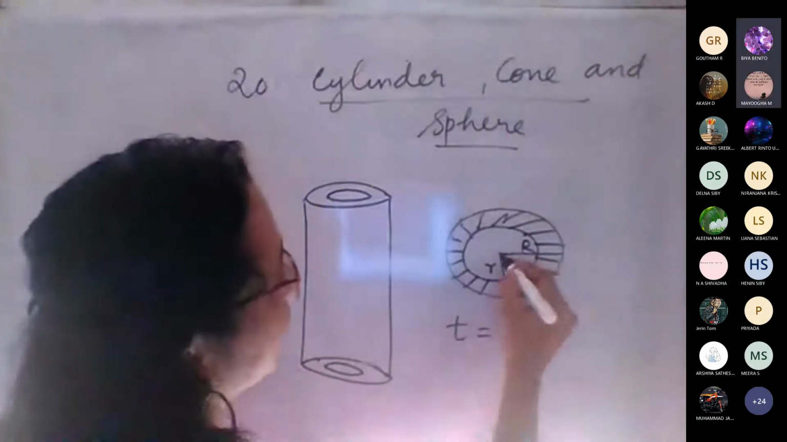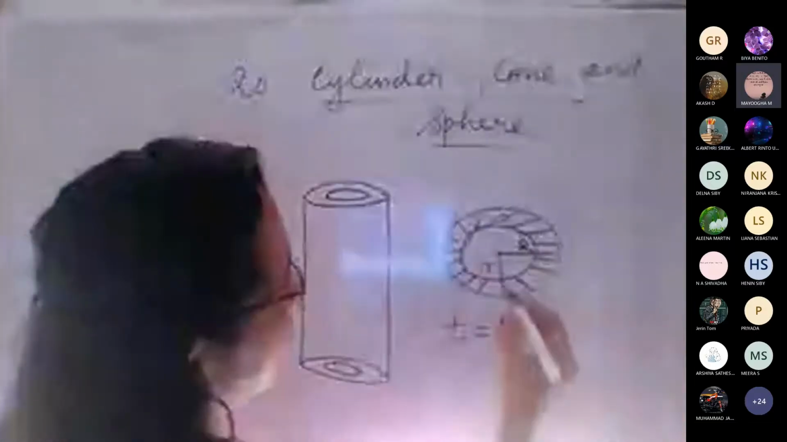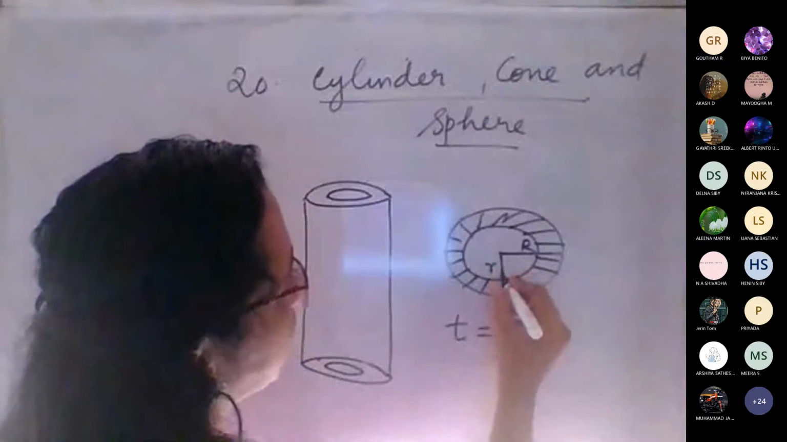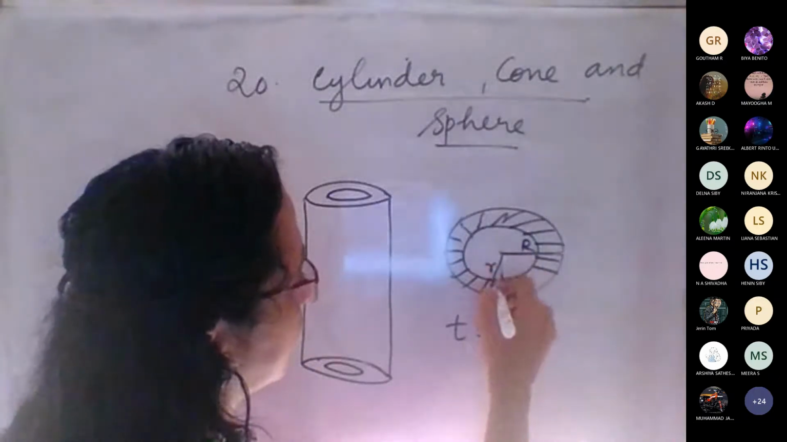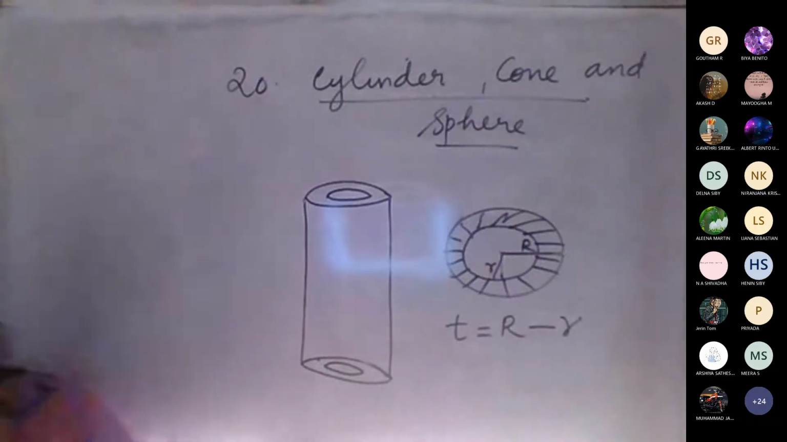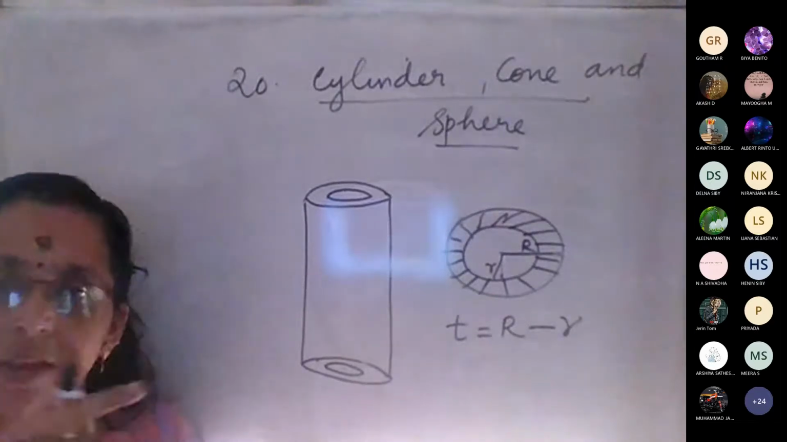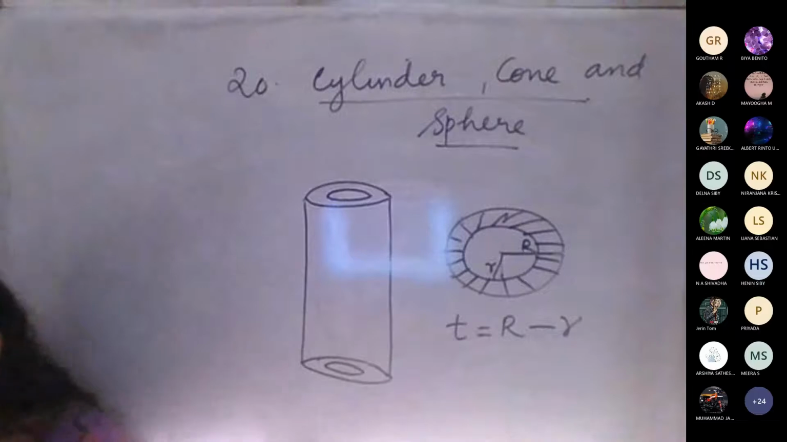Capital letter R minus small r. So thickness is equal to capital R minus small r, where capital R is the radius of that big circle and small r is the radius of the inner circle.